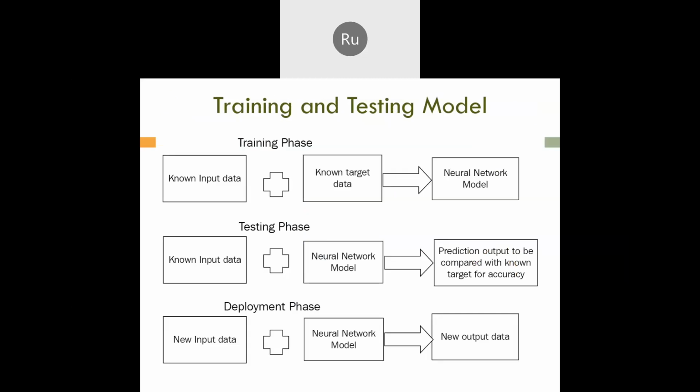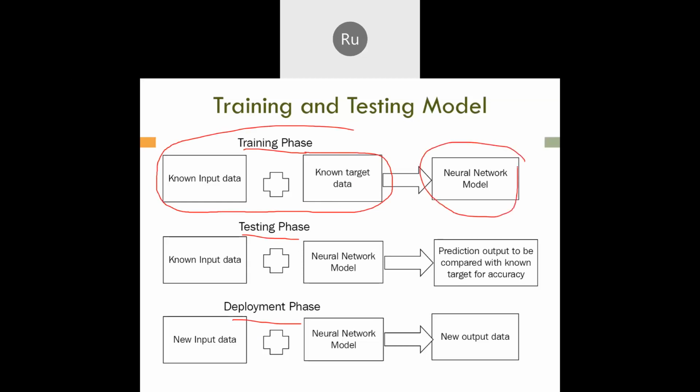When we want to train the model, basically we have to split the data into training and testing. You will go through this process many times. Basically we have the training phase, the testing phase, and also the deployment phase. During the training phase, we get the input, and we have the label here. Then we train our model on this data.